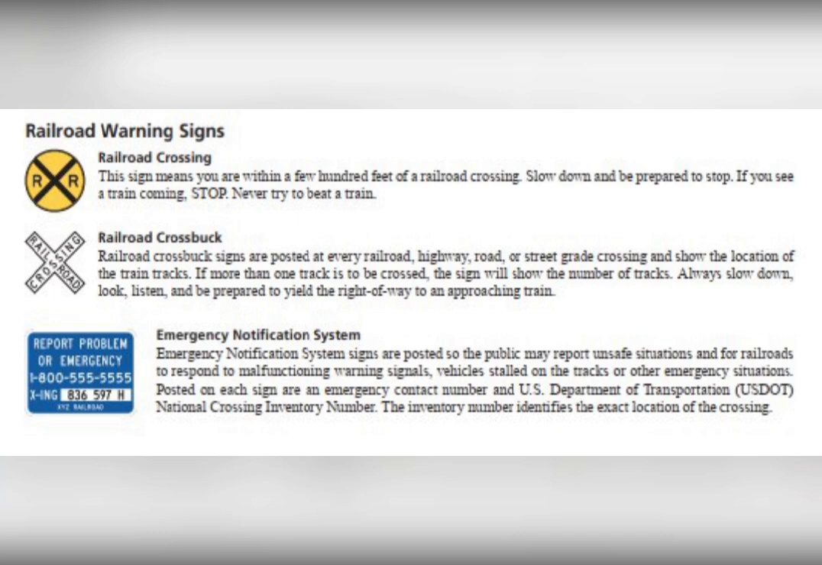Emergency notification system. Emergency notification system signs are posted so the public may report unsafe situations and for railroads to respond to malfunctioning warning signals, vehicles stalled on the tracks, or other emergency situations. Posted on each sign are an emergency contact number and U.S. Department of Transportation USDOT National Crossing Inventory Number. The inventory number identifies the exact location of the crossing.